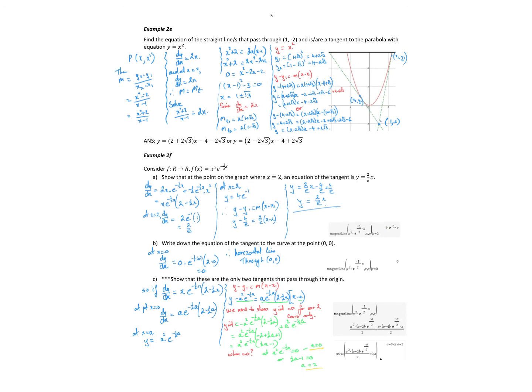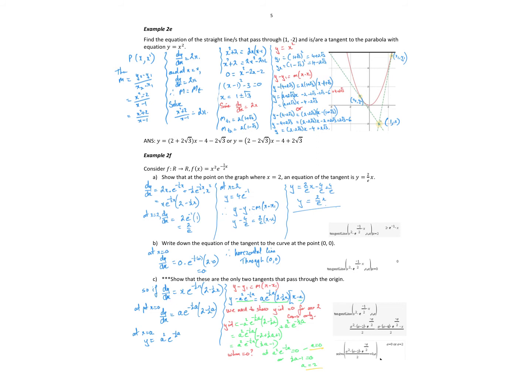Find the equations of the straight lines that pass through the point (1, −2) and are a tangent to the parabola with equation y = x². So I thought I might do a diagram here. I think diagrams help us just to get a picture of what it is we're looking for. So if I've got the point (1, −2), you can see the red parabola there at y = x². I'm trying to find those two coordinates at (x₂, y₂) and (x₁, y₁).